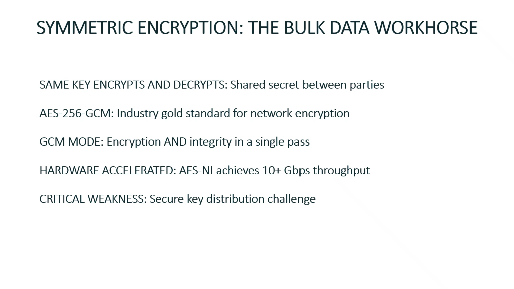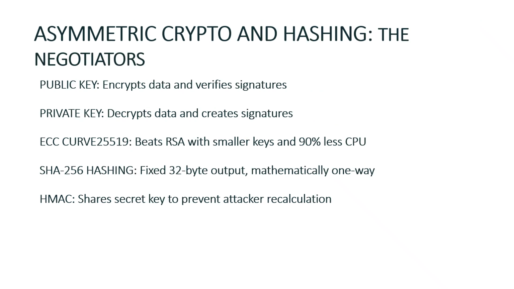AES-256-GCM is the industry gold standard, combining 256-bit keys with Galois counter mode. GCM mode provides both encryption and integrity authentication in a single pass. Modern CPUs with AES-NI hardware acceleration achieve over 10 gigabits per second throughput. The critical weakness is secure key distribution. How do you safely share that secret key across the internet?